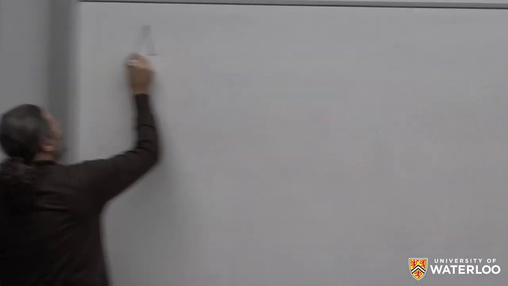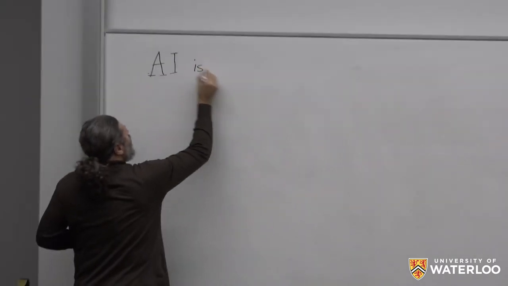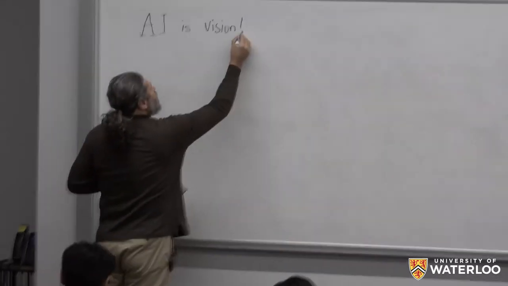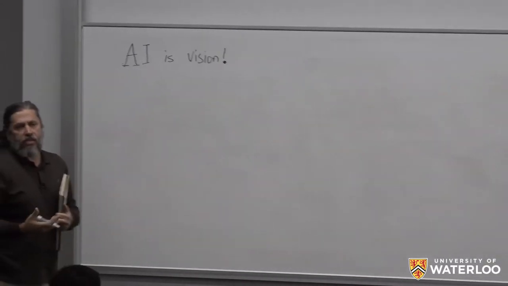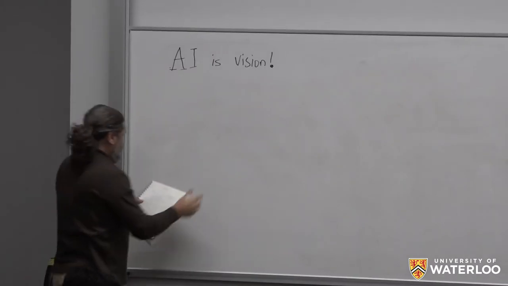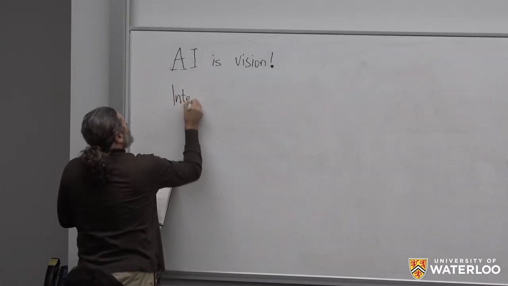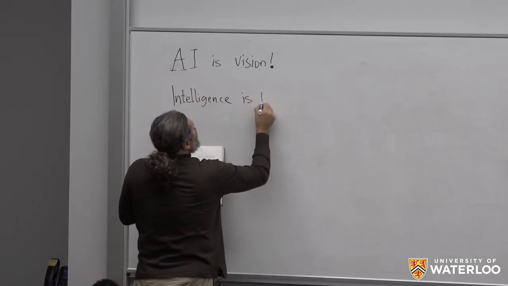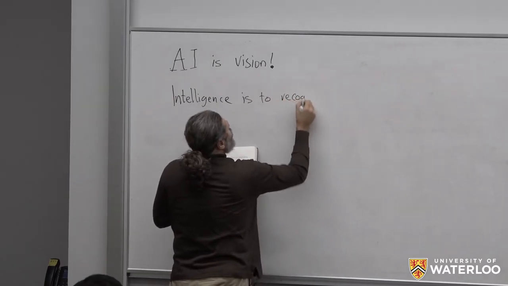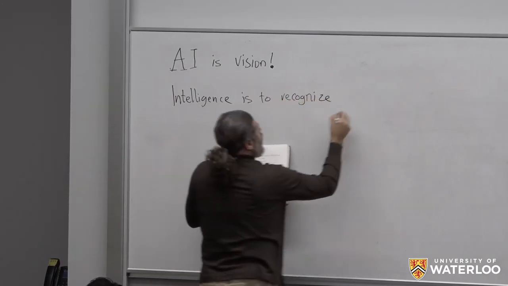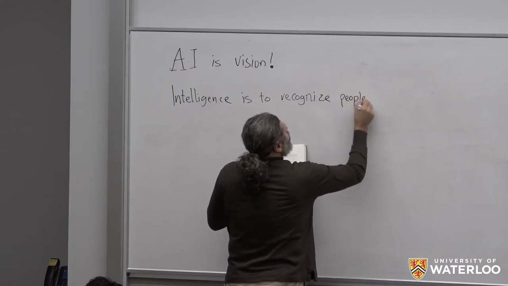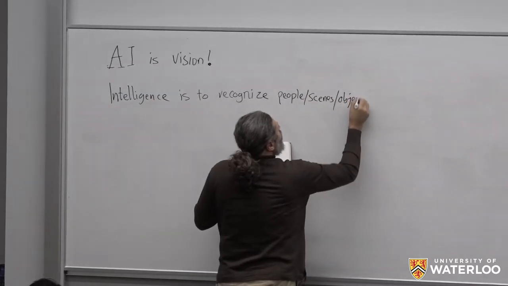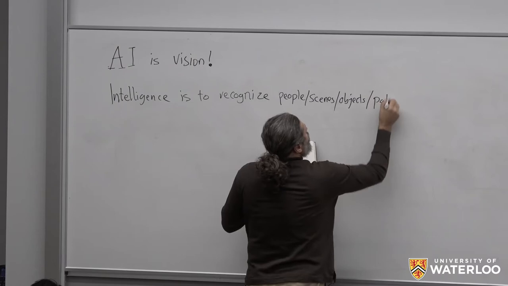And so today we start by saying that AI is vision. So if you understand images, that requires some intelligence. Intelligence is to recognize people, scenes, objects, patterns.